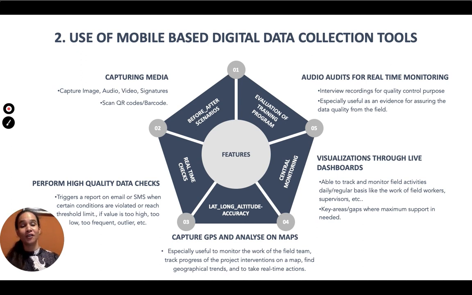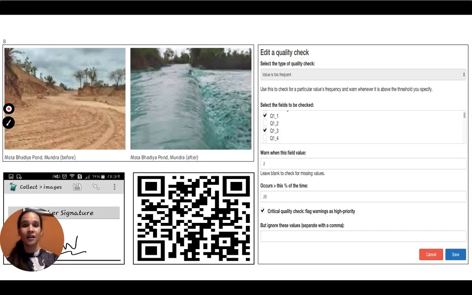So after telling you a few, these are really very, very few features of a host of things you can do with digital data collection tools. But just to show you an example here, this is the same pond for a water harvesting project, and they've done a before-after picture. They have these signatures. So for each consent form, you can have signatures.